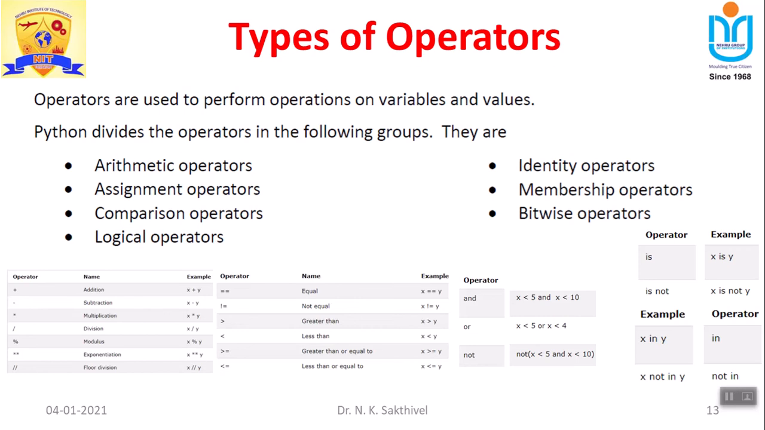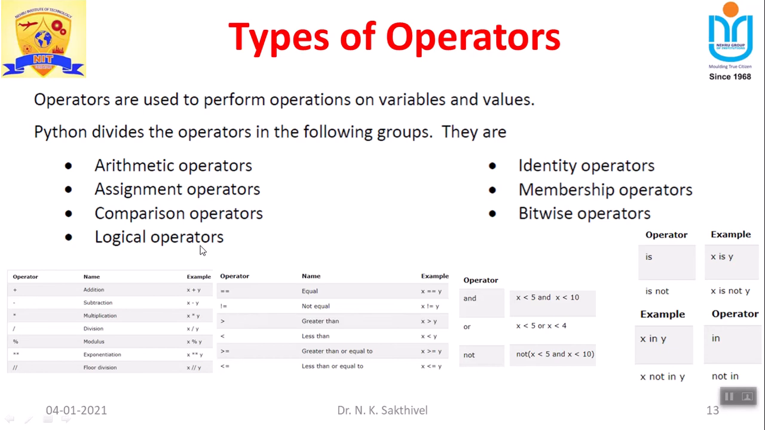So, types of operators: first, arithmetic operators. Then assignment operators. Assignment operators mean using arithmetic operators we can assign, for example, a equal to a plus 10, or c equal to a plus b. These are all assignment operators. Shorthand operators also you have. Then comparison operators: equal to, not equal to, greater than, less than, greater than or equal to, less than or equal to, and so on.